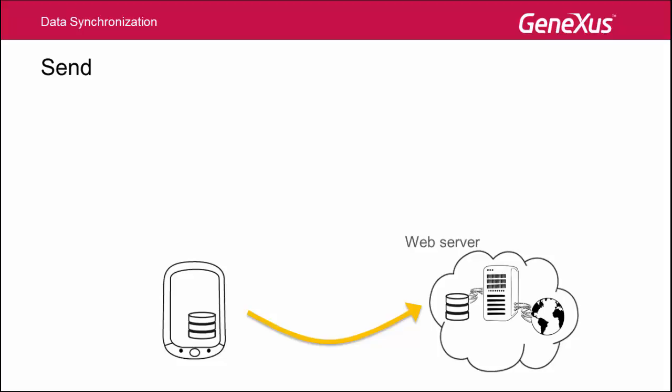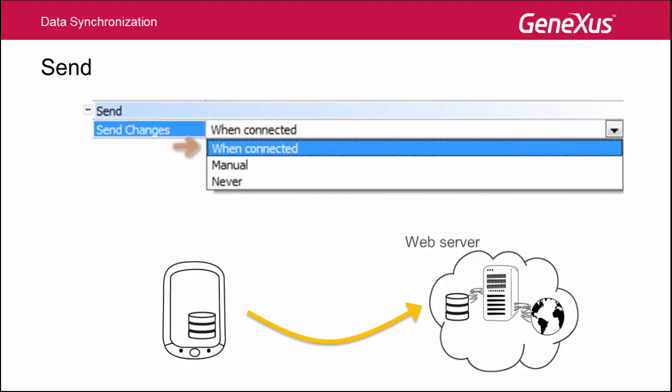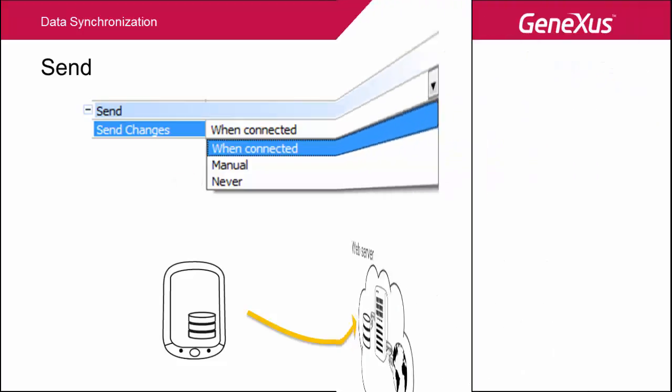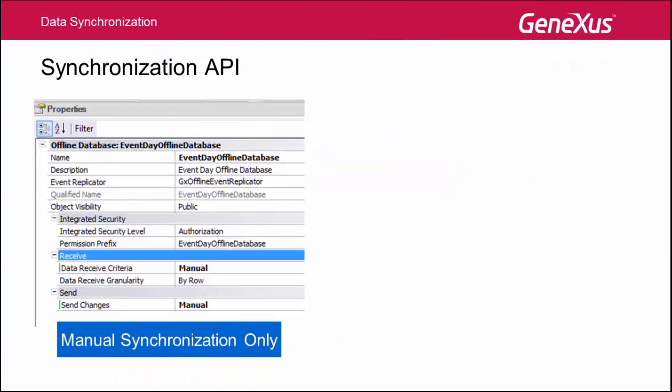The submission of data to the server can also be configured. It can be automatically made when the device gets connected to the internet, it can be made manually depending on the programming, or never if no data is to be sent from the device to the centralized database. In the event that the receive and send operations are manually made, the synchronization API must be used to this end.